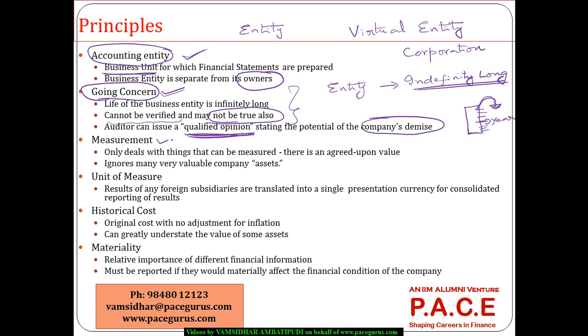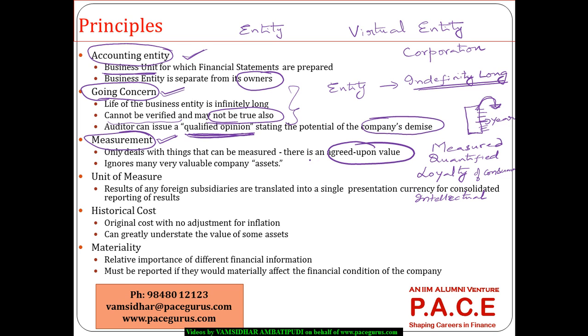Then, the financial statements very strictly follow this concept of measurement. Only those particular items which can be reasonably measured and quantified can go as a part of the financial statement. Probably loyalty of consumers or intellectual capital, which cannot be measured or which are not coming as a part of the agreement, we cannot represent them in the financial statements. Only those kinds of items that can be measured clearly, or for which there is some kind of an agreed upon value, only those things get into the financial statement.